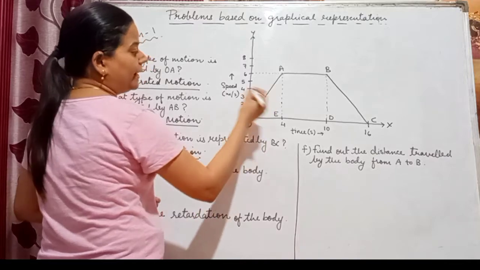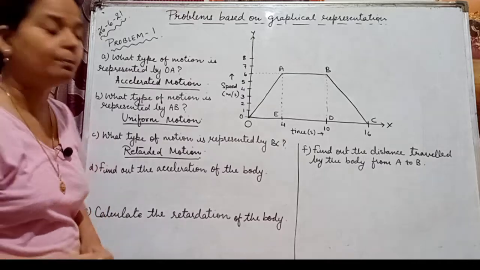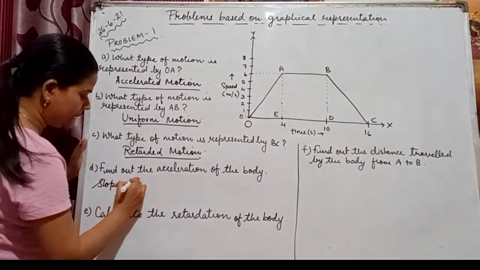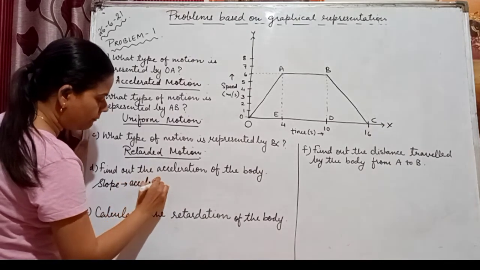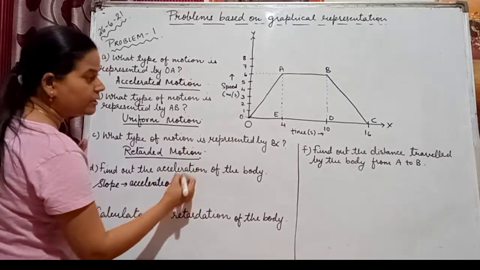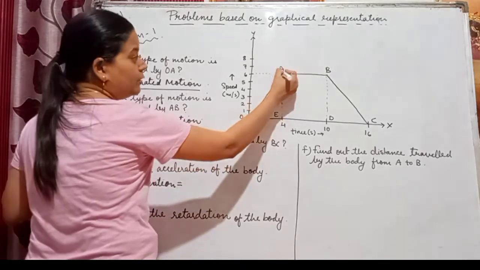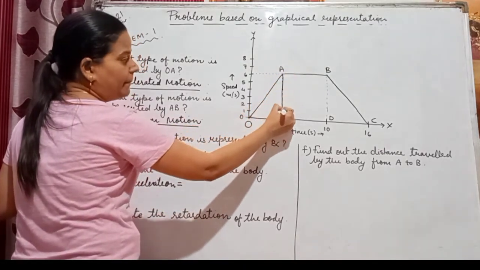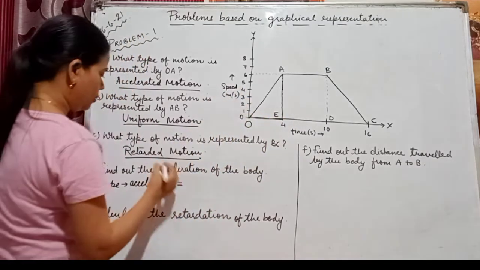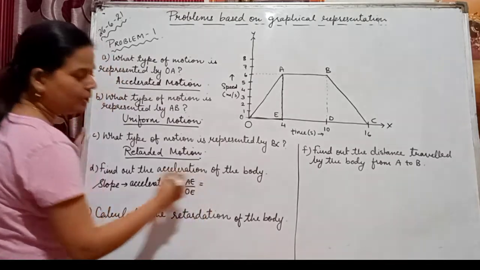In order to find out the acceleration, we all know that from a speed time graph we need to find out the slope. So how to find out the slope? Slope of a speed time graph represents acceleration, and what is slope? It is the ratio of perpendicular to the base. So here you can see that AE is the perpendicular of OA and base is OE. So AE upon OE, perpendicular upon base.